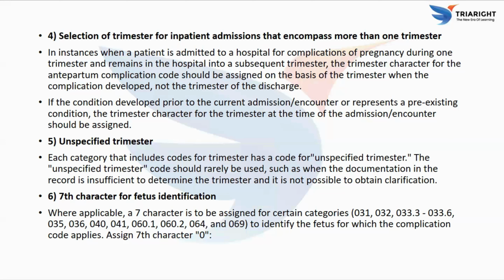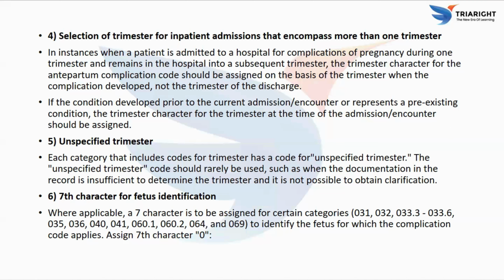For example, if a pregnant woman with twins has a growth problem with fetus 2, you have to assign code O36.4XX2, in which the seventh character 2 indicates fetus 2 of the twins. Okay. So the rule of trimester selection in a long hospital stay is you use the trimester when the complication began, and whenever the complication existed before admission, you use the trimester at the time of admission. Unspecified trimester is used only if the documentation is unclear and cannot be confirmed. The seventh character identifies which fetus in the multiple pregnancy has the complication.